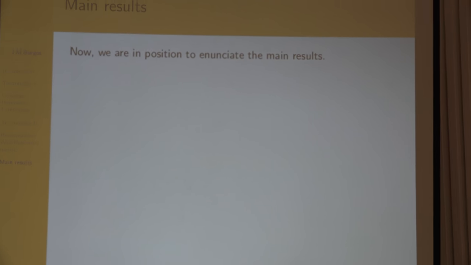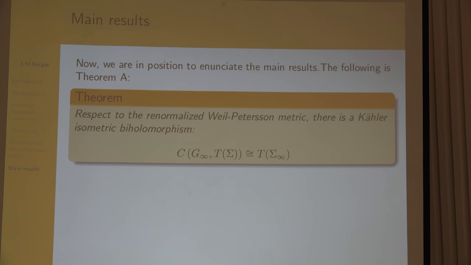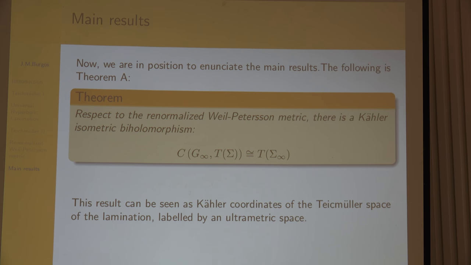And finally, we are in a position to enunciate our main results. Theorem A, the one I talked about in the introduction: with respect to the renormalized metrics, renormalized by Weil-Petersson metrics, there is a Kähler isometric biholomorphism. And this result can be seen as Kähler coordinates of the Teichmüller space of the lamination.